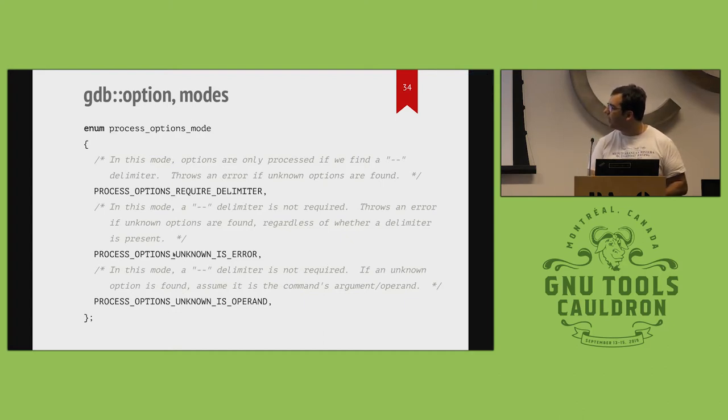So let's start with this one. Unknown is error means if you want your command to reject any kind of unknown argument and option, say backtrace minus foo, enter. Error. I don't know what foo is. If you want that, then you use this mode.